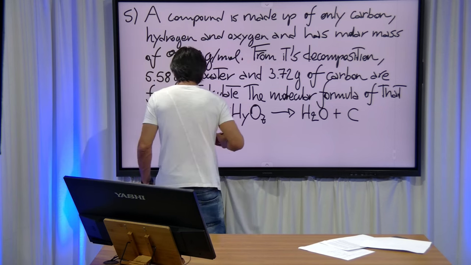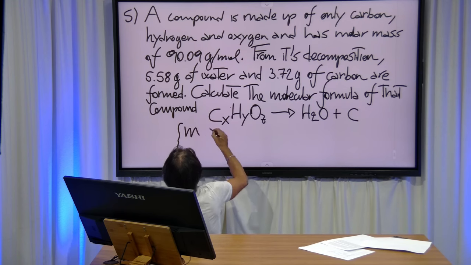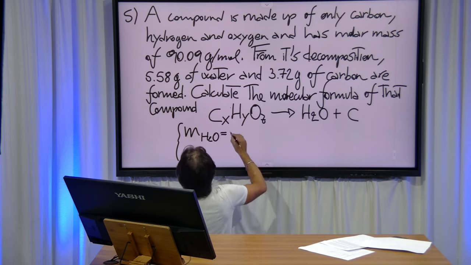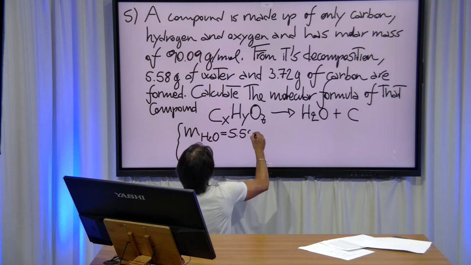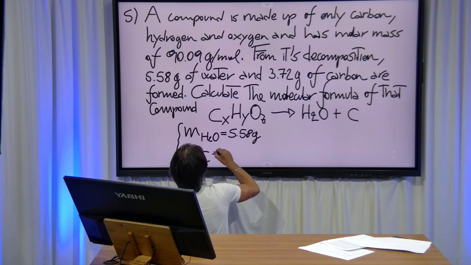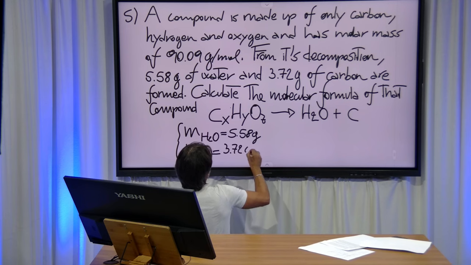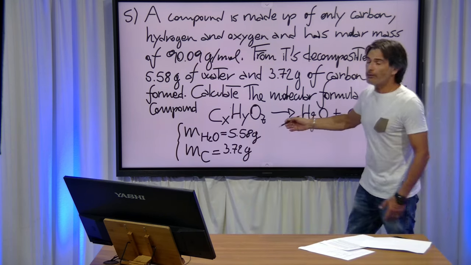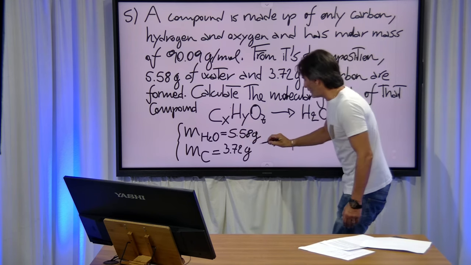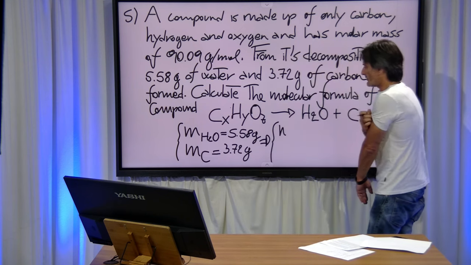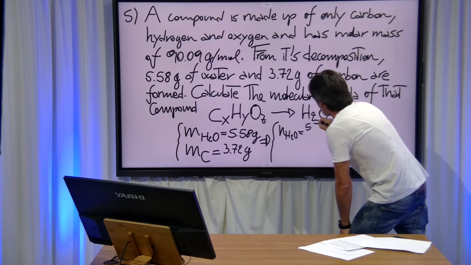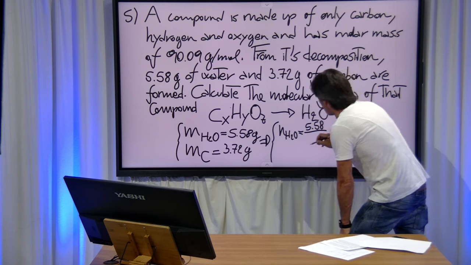So the data from which I start are: mass of the water generated by the decomposition of the unknown compound equals 5.58 grams. The mass of the carbon derived from the same decomposition is 3.72 grams. Perfect. As we know in stoichiometry, we don't do calculations directly on the mass, so we can pass to the moles. The moles of water produced equal the mass of the water divided by the molar mass of the water.